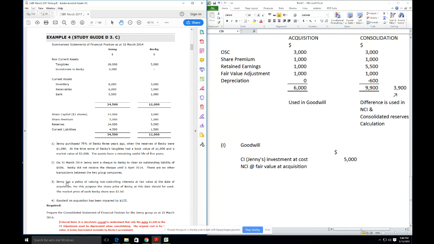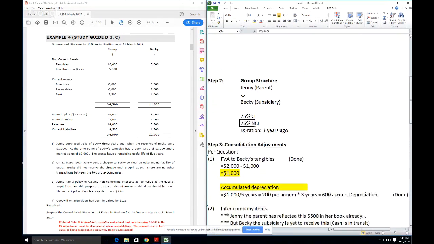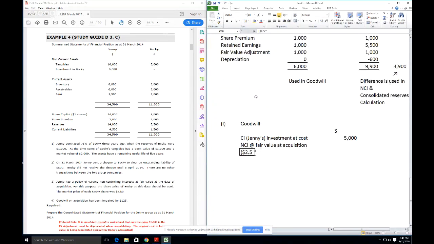Now we'll come here, let's look at note 3. It says Jenny has a policy of valuing non-controlling interest, which is in NCI, at fair value at the date of acquisition. For this purpose, the share price of Becky at this date should be used. The market price of each Becky share was $2.5 times, then what is the share? Remember that NCI is at 25%, so it's 25% of the total shares of the subsidiary. Okay, now what is the share? Share capital, remember it is $1, 3,000.